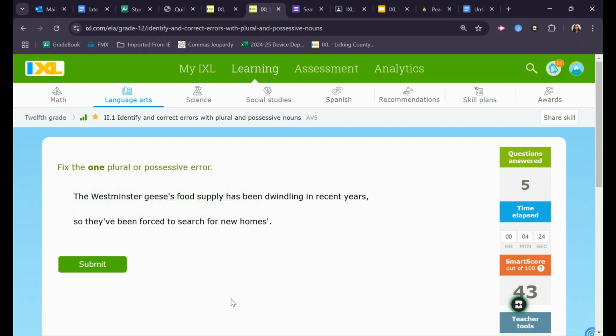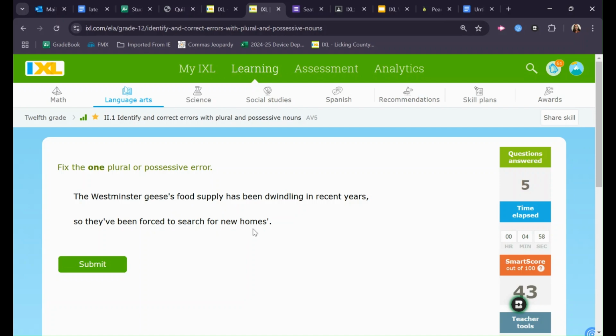Okay, the Westminster geese's food supply has been dwindling in recent years, so they've been forced to search for new homes. Okay, so there's only one error here, but let's look at the two words that have apostrophes. First of all, we've got geese here. We're talking about multiple geese, so that's a plural word, but it's a plural word that doesn't end in S. Is it possessive? Yeah, it's the geese's food supply, so that needs the apostrophe. So this is looking good, right? It's one of those plural words that doesn't end in S, so I just need to tack on the apostrophe S.